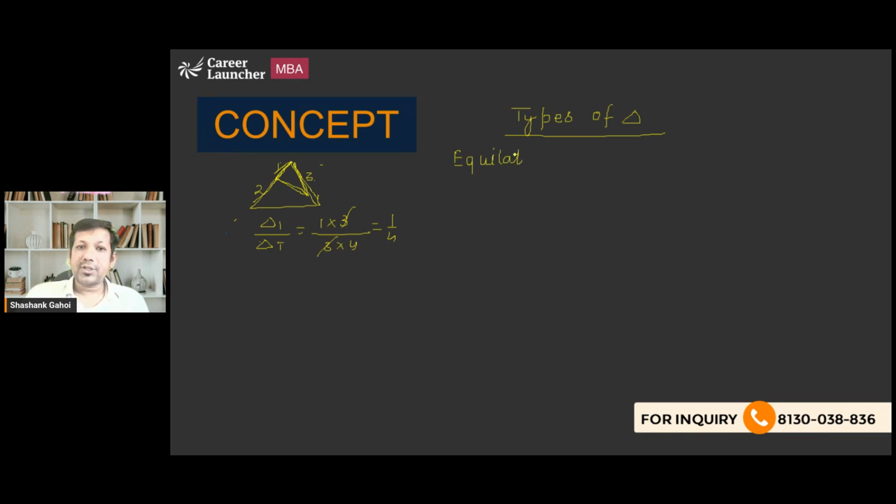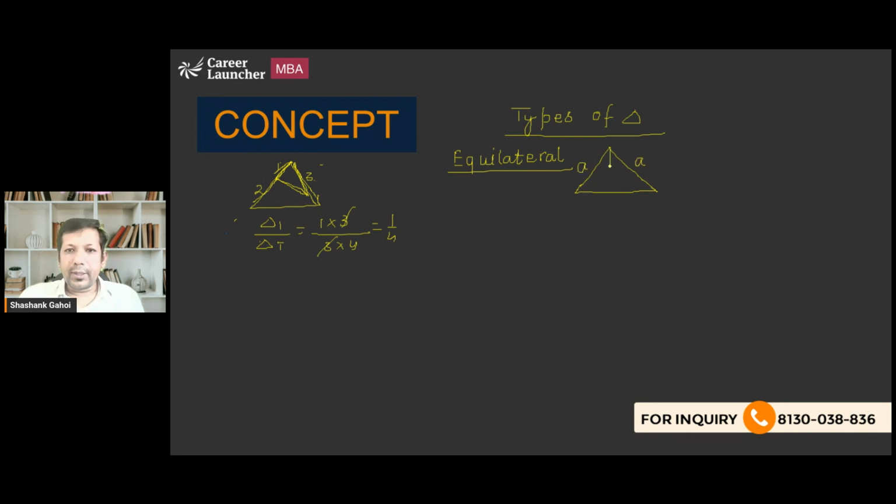So what is an equilateral triangle? Let me draw an equilateral triangle. So this is an equilateral triangle, and as the name suggests, all 3 sides are equal, all 3 angles are equal. So this is a, this is a, this is also a.